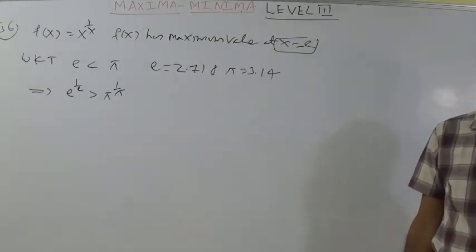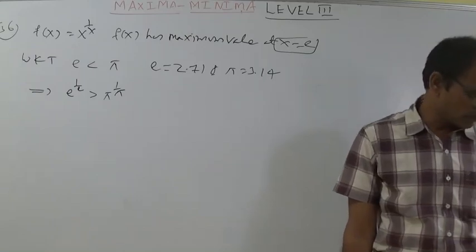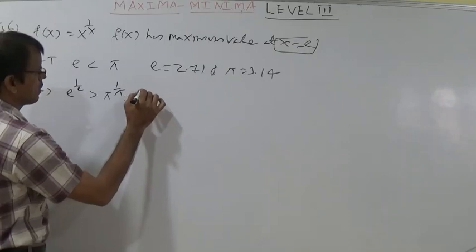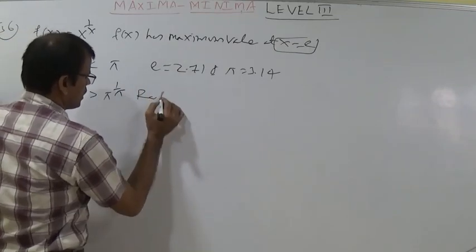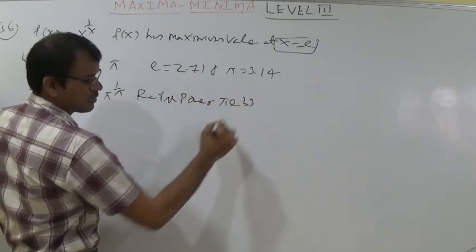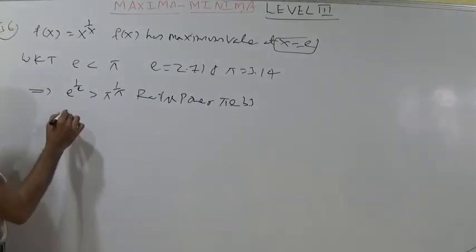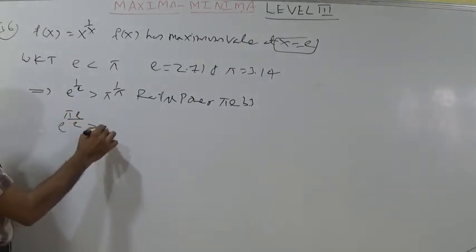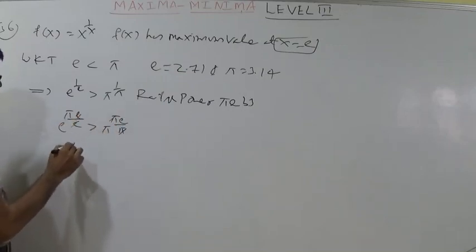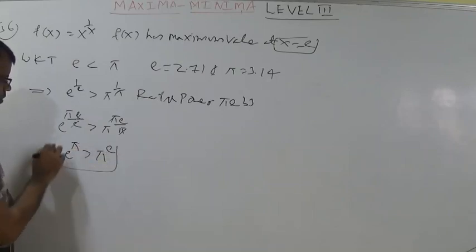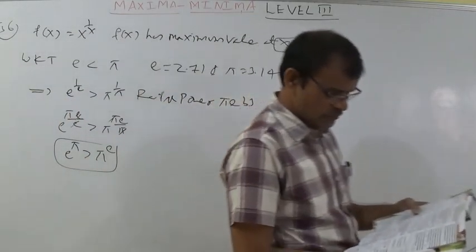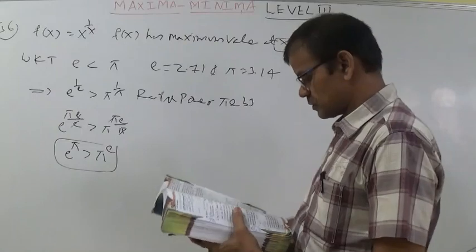So we can say that whenever e is less than pi, e power 1 by e is greater than pi power 1 by pi. Then raise the power pi e on both sides. Whenever you raise the power pi e on both sides, e power pi e by e is greater than pi power pi e by pi. Pi gets cancelled, e gets cancelled. You can say that e power pi is greater than pi power e. So according to the options, it is the first option.